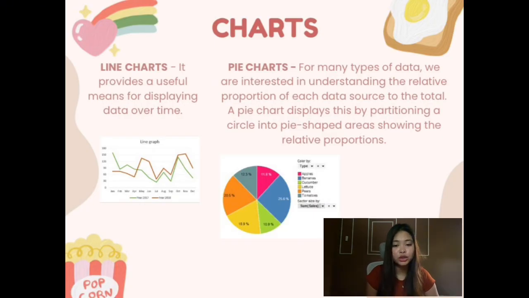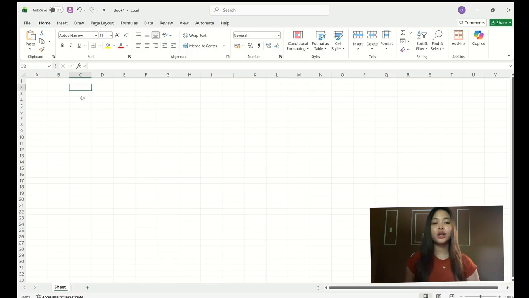So pie chart shows how each part contributes to a whole. Each slice represents a proportion of the total, making it easy to see which category has the biggest or smallest share. They work best when there are only a few categories to compare. So let's now proceed to the tutorial on how to make a pie chart. So first, we need to put all the data needed for the pie chart.